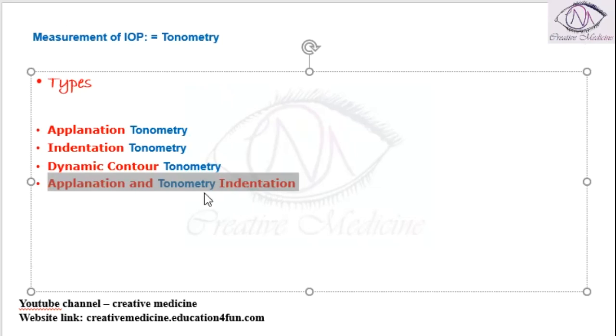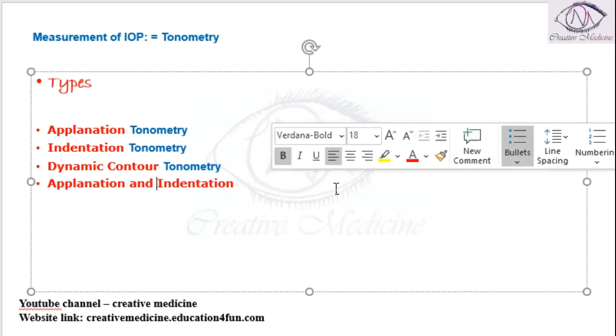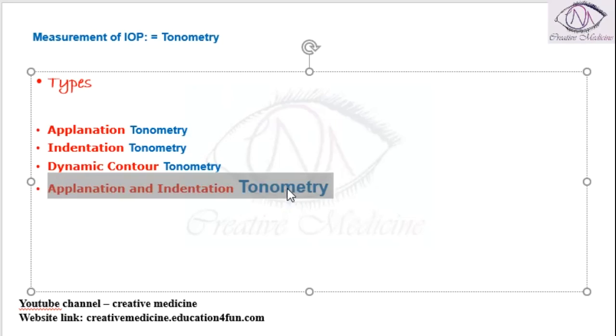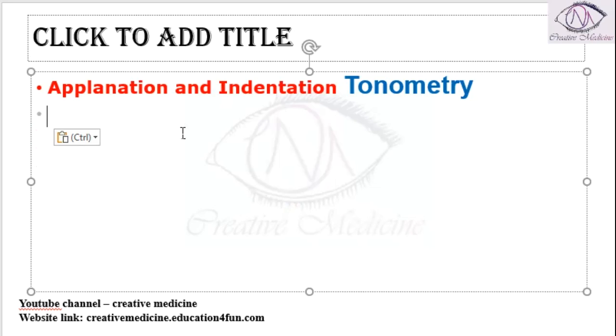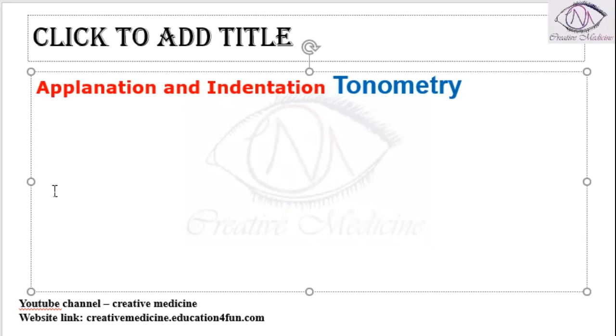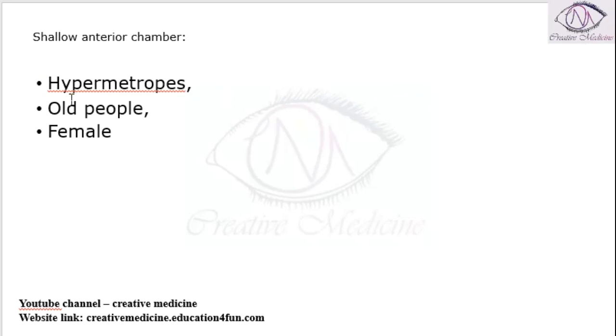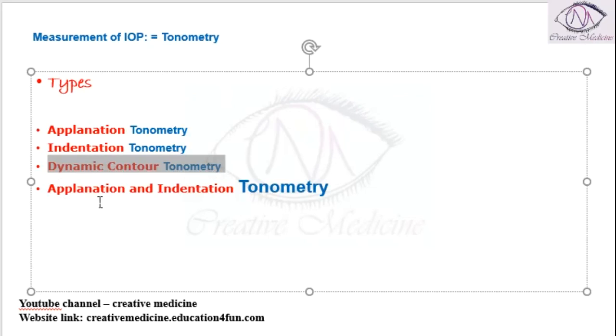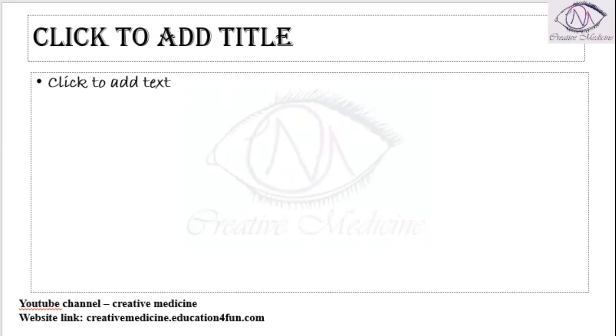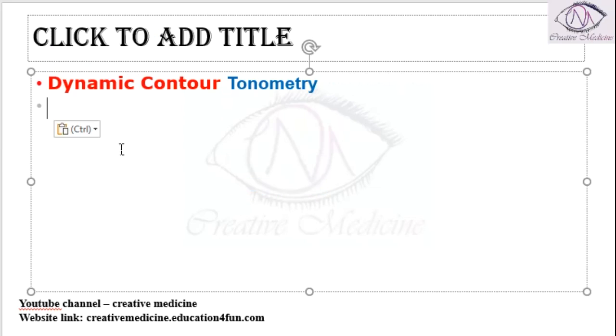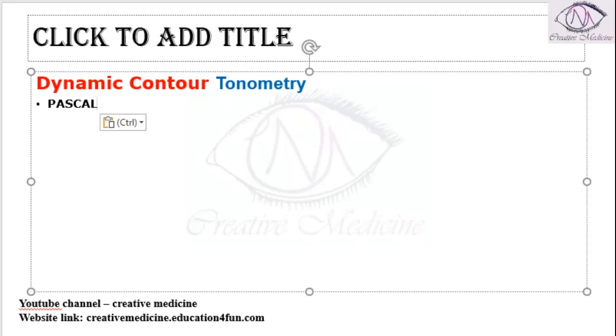Then we have applanation and indentation tonometry. In applanation and indentation combined tonometry, we have Tonopen and Mackay-Marg, which are both applanation and indentation tonometry. Then we have the last type, which is dynamic contour tonometry. In dynamic contour tonometry, we have only one type, which is called Pascal's dynamic contour tonometry.